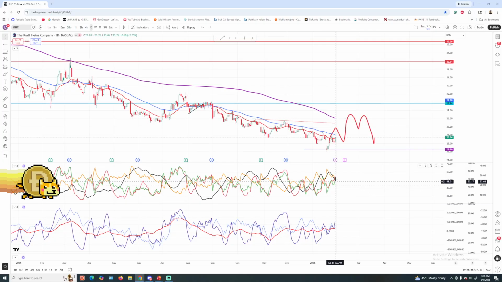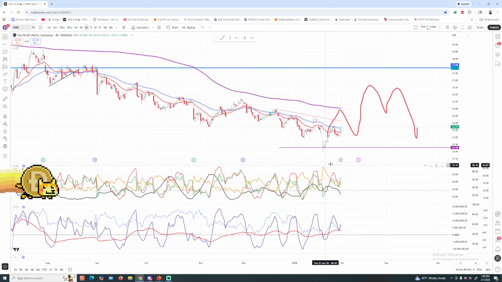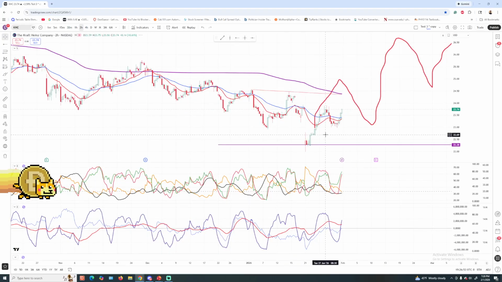It has a good daily support right now. I wonder if it has the 4-hour support. It already has this 4-hour support right here. Does the 2-hour support it? Oh, of course it does. So hence, yeah, it does.